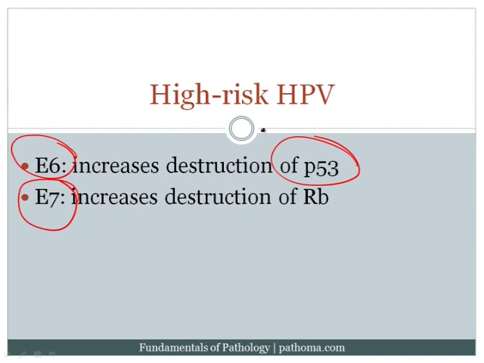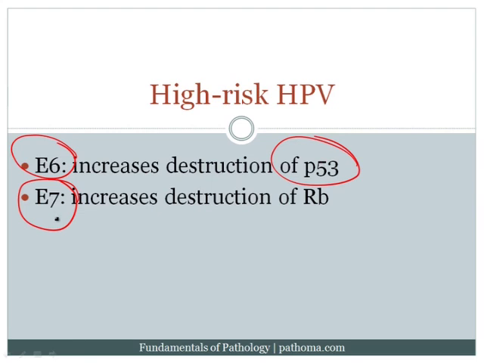And of course, if you destroy p53, there's going to be no regulation to remove DNA mutations or cells in which the DNA is actually mutated. And so therefore, loss of p53 would have a major effect on carcinogenesis. And that's why high-risk HPV can result in dysplasia and then cancer.